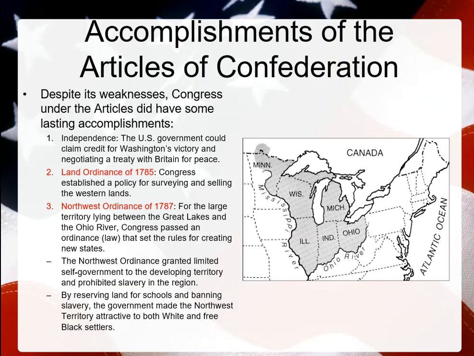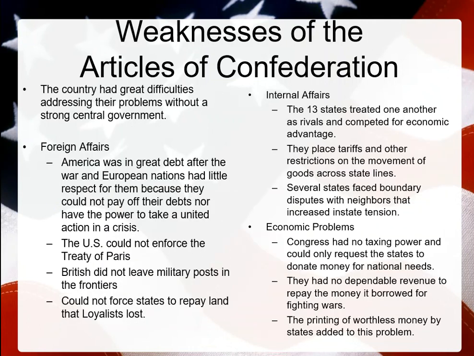And although it's not going to be easy, especially in the South, where slave labor is a strong necessity in the minds of the people down there, at least with the new territory that's coming in, laws can try to get passed saying, okay, we're not okay with this anymore. So, by reserving land for schools and banning slavery, the government made the Northwest Territory attractive to both white and free black settlers. So, the weaknesses of the Articles are as follows, right?